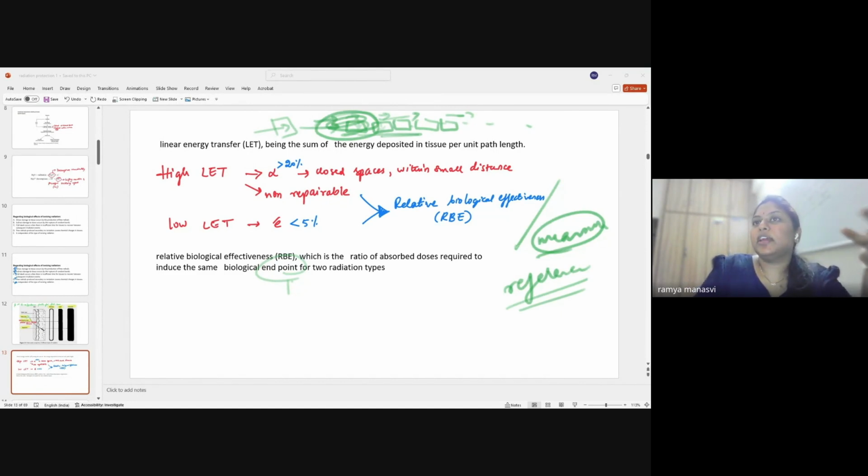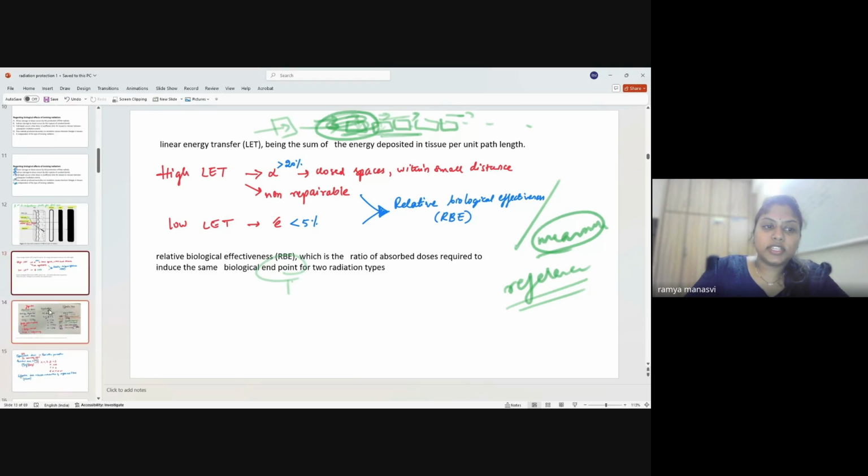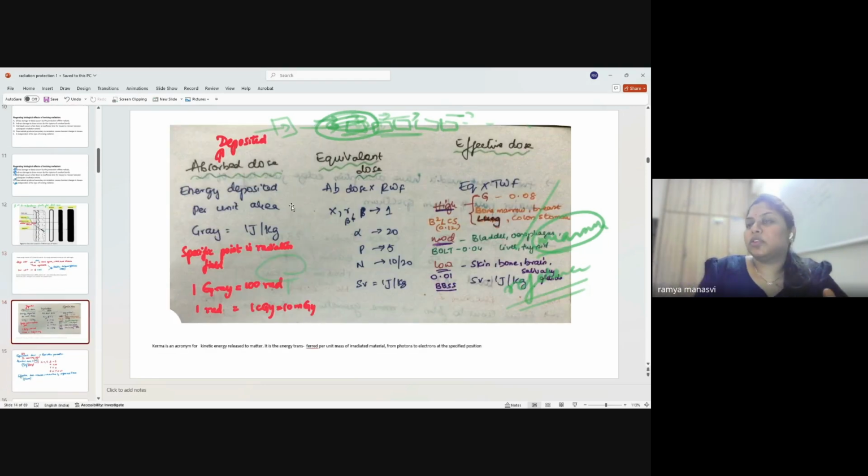So whenever we are talking about all of this, it is because there is radiation, there is absorption, it is causing biological effects, and we need to quantify how much biological effect will happen. To quantify, we need to understand how much is absorbed. So to understand how much is absorbed, we have coined these terms: absorbed dose, equivalent dose, and effective dose. Absorbed dose is nothing but the energy deposited in that particular area. It is measured in grays. It is 1 joule per kg. It is for a specific point in the radiation field.